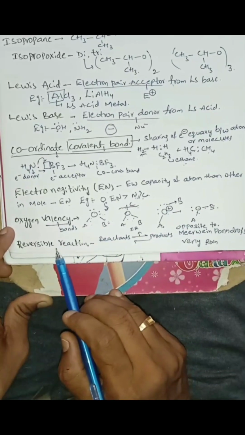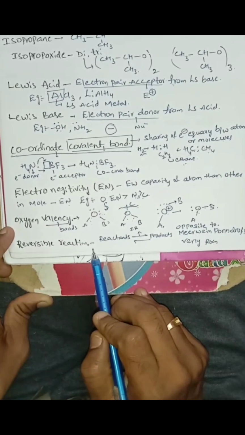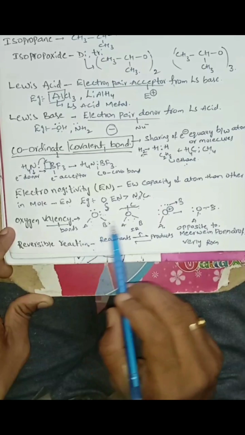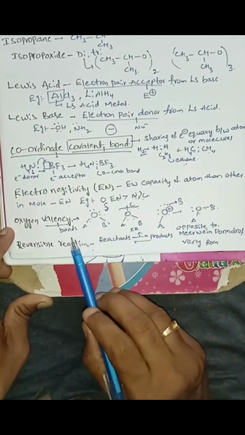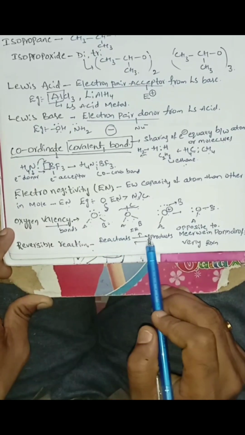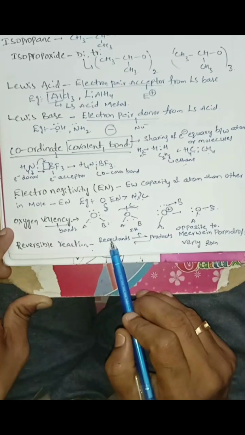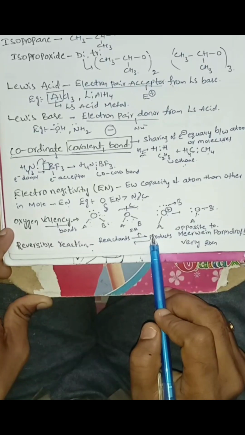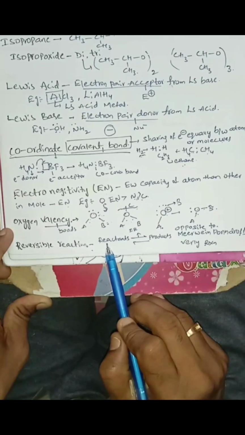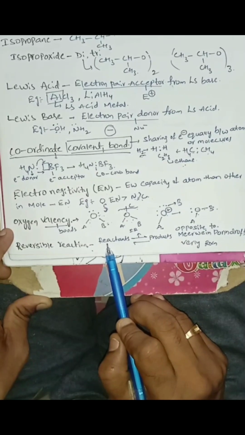Next one is reversible reaction. In an irreversible reaction, from the reactant the product will be formed, whereas in a reversible reaction, from the reactant the product will be formed, and from the product the reactants will be formed. So that is a reversible reaction. The reaction can happen in both directions.